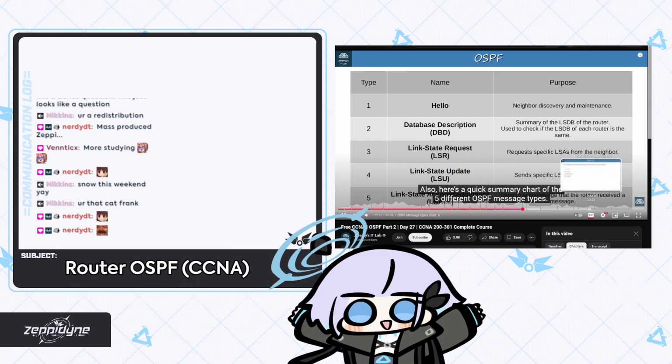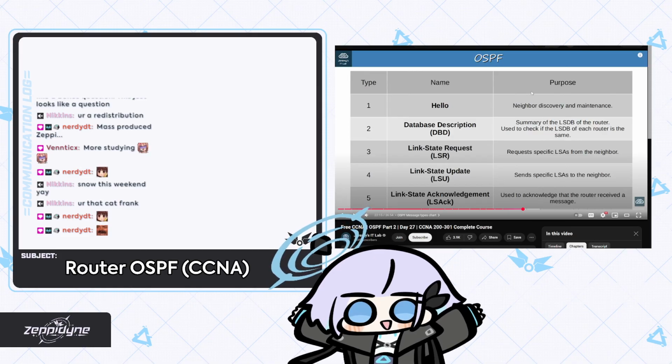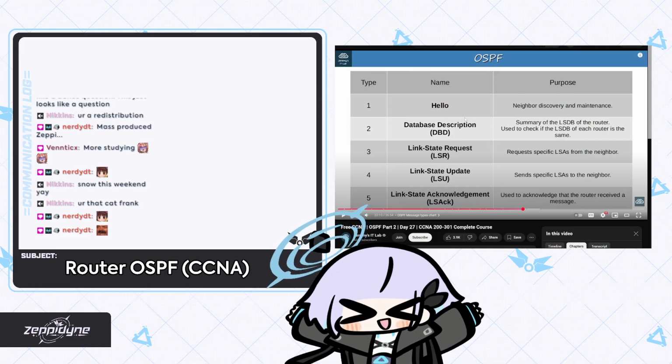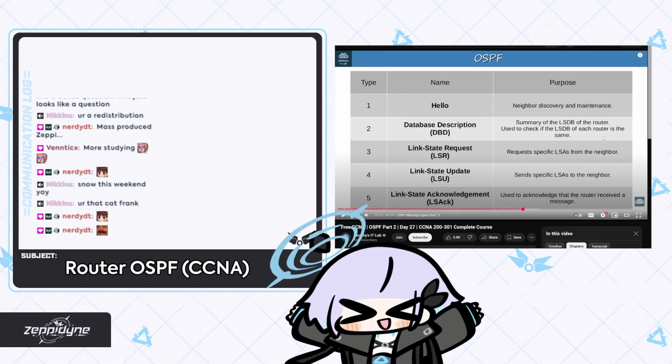Also, here's a quick summary chart of the 5 different OSPF message types. Let's read it. The hello is just to find the neighboring routers if they exist. If they do, the new router sends a hello in response, and then they show their LSDBs, and then they request LSAs, the ones that they don't know, comparing it to the other router's LSDB, and then they send it, and then they acknowledge it.